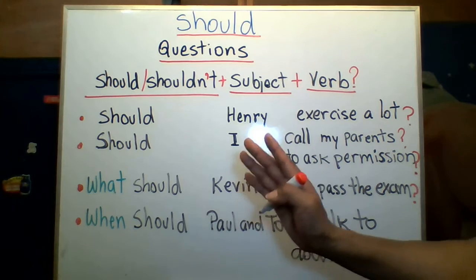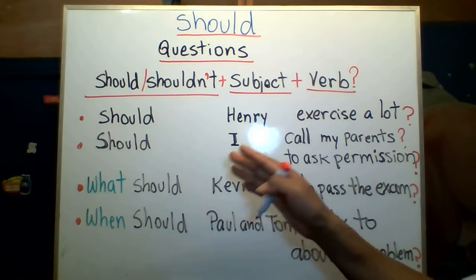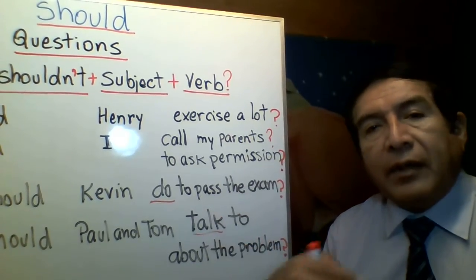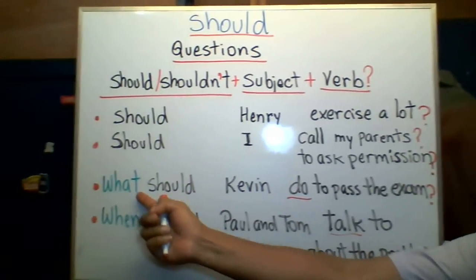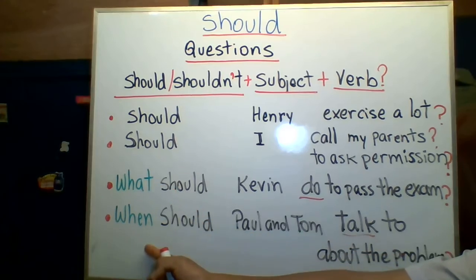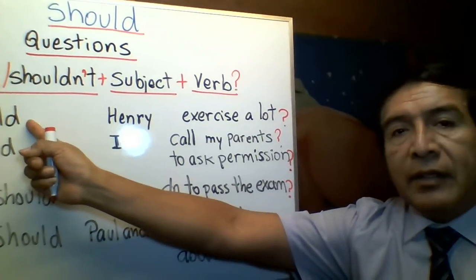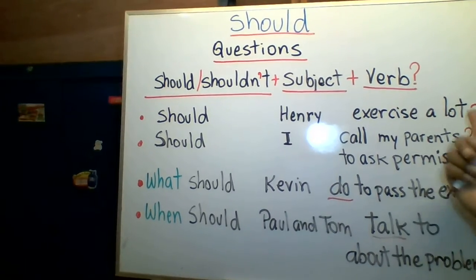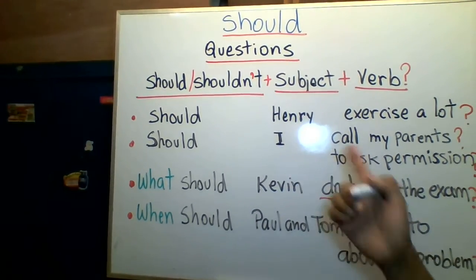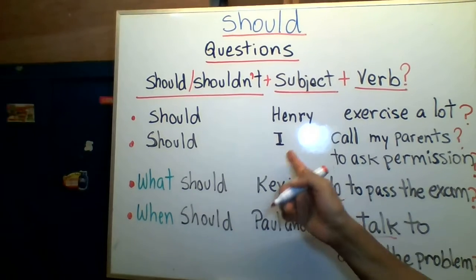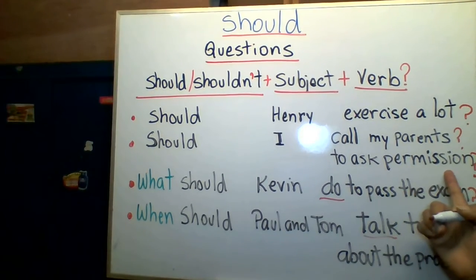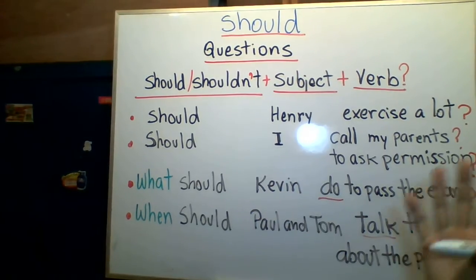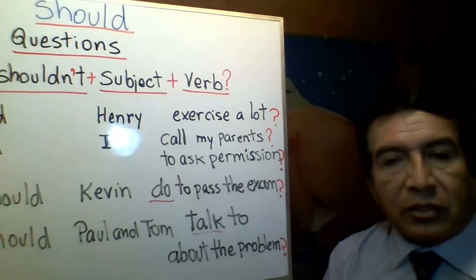So these kinds of questions have special answers because they have extra information when you use a WH question word, and you have yes or no answers when you say, should Henry exercise a lot? Yes, she should, or no, she shouldn't. Should I call my parents to ask permission? Yes, you should, or no, you shouldn't. It's according to the answers.